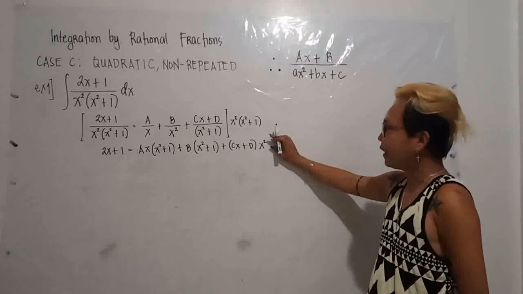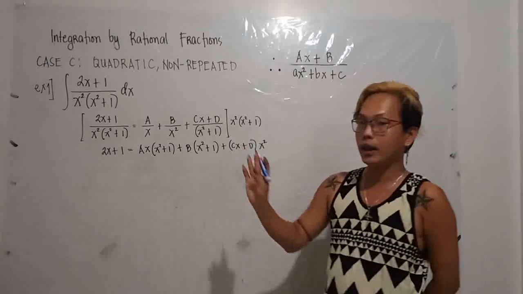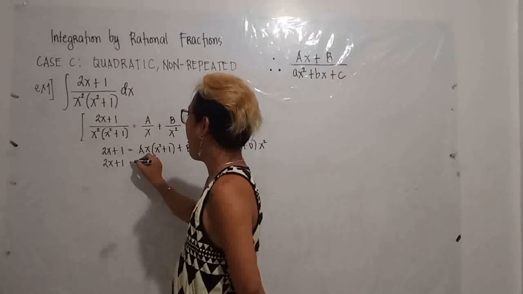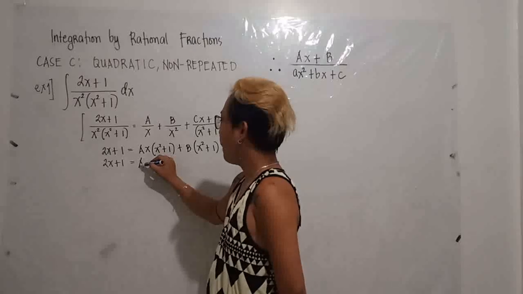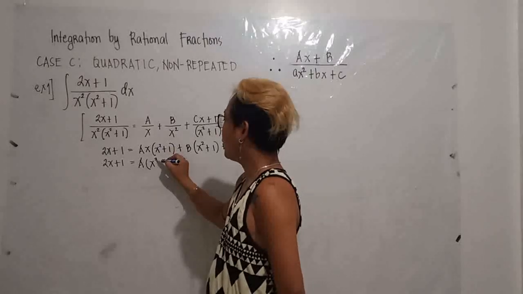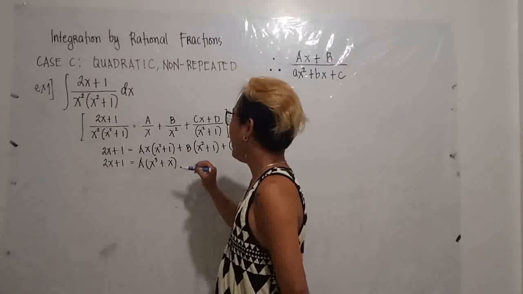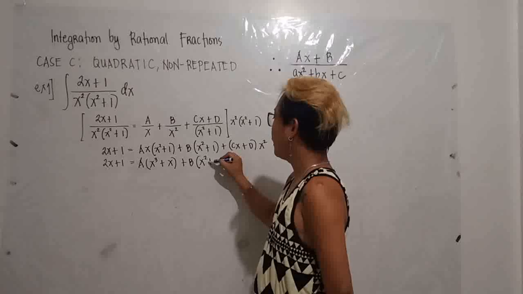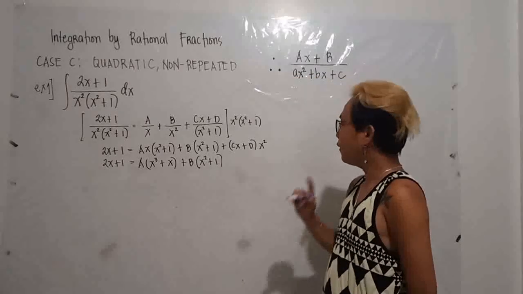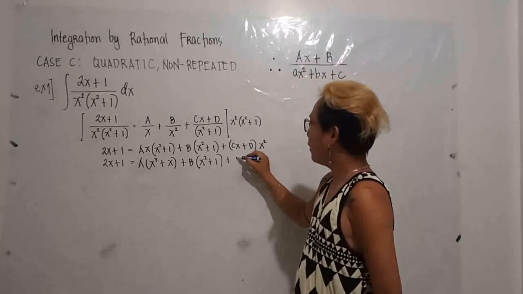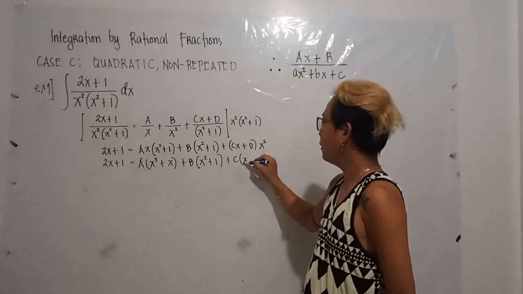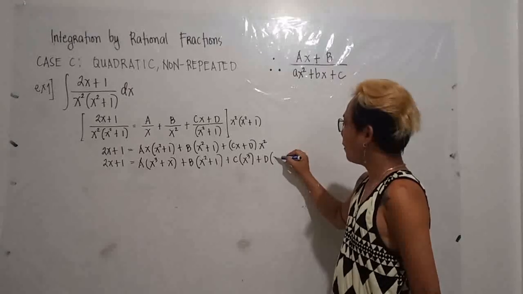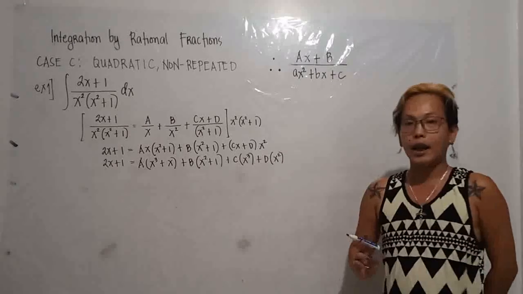Then simplify first this equation before solving the values of a, b, c, d. You will now have 2x plus 1 equated now to a multiplied to x cubed plus x. Then for the b, you will now have x squared plus 1. Then for the c, you will now have c multiplied to x cubed. Then for the d, you will now have d multiplied to x squared.